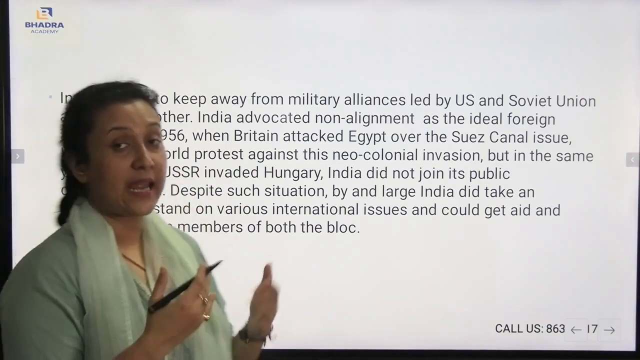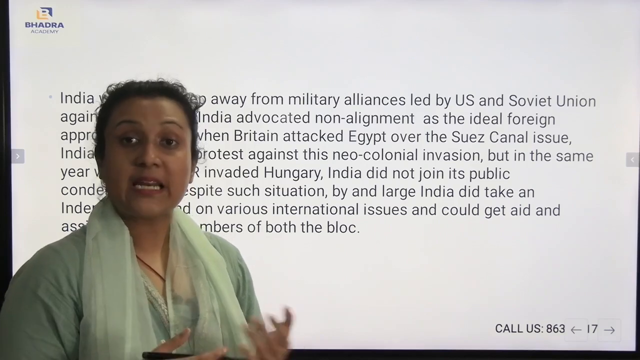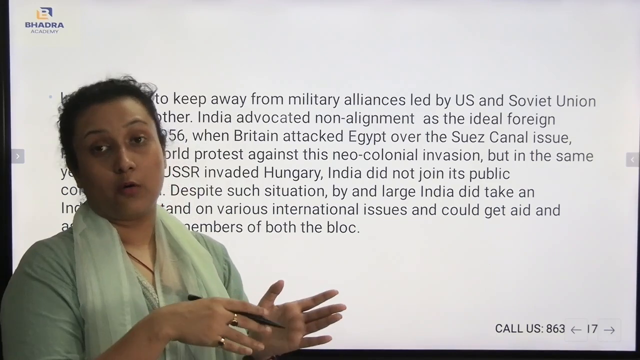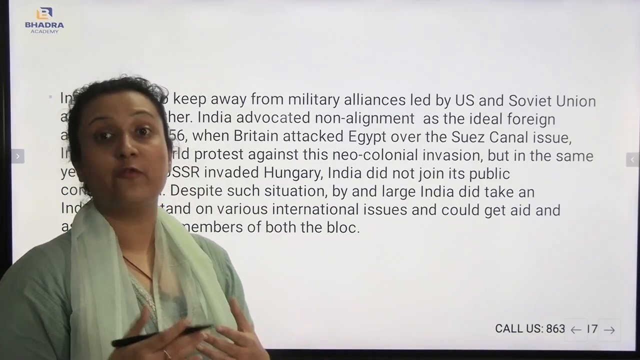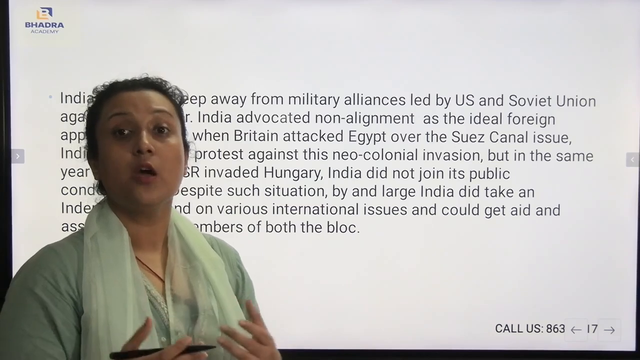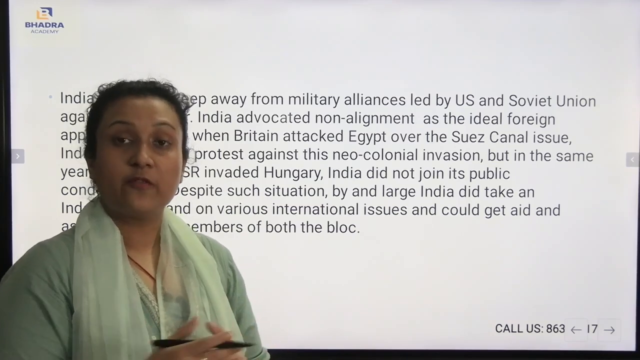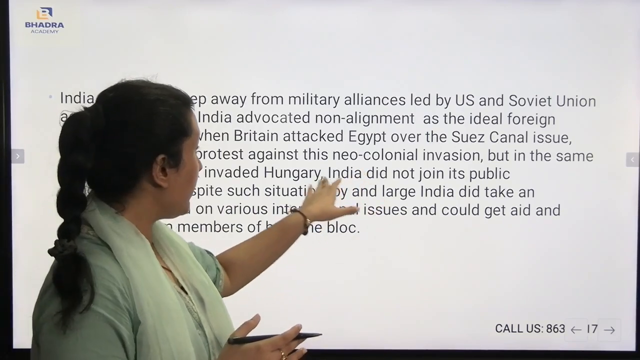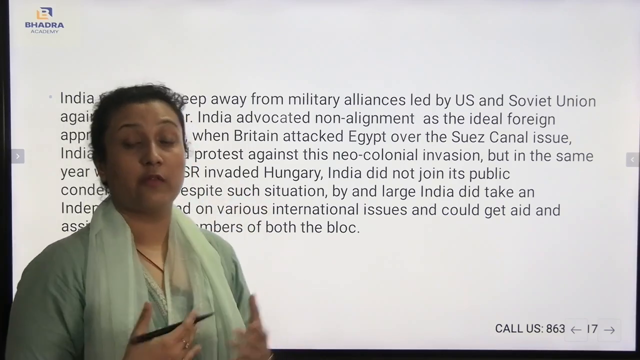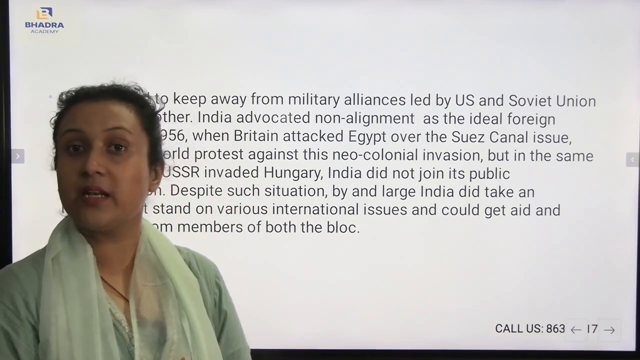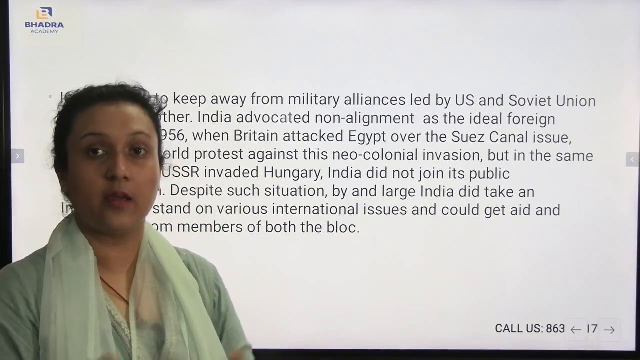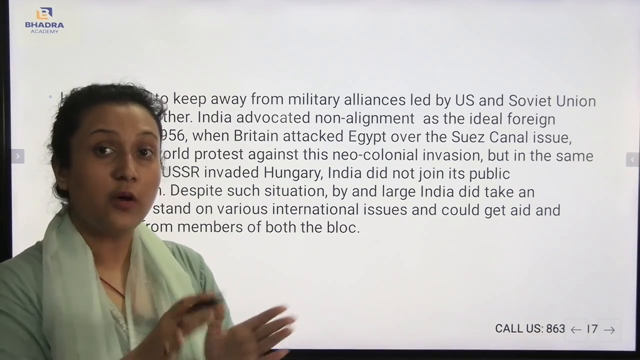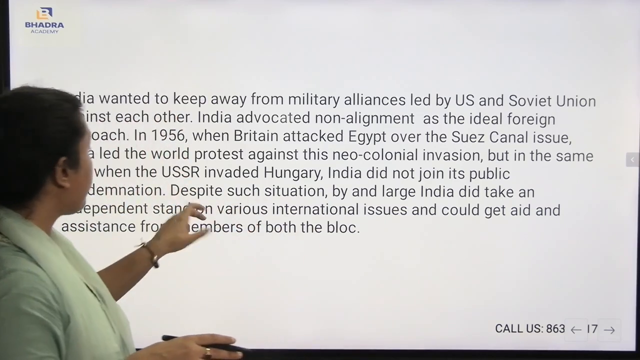You see, when Britain attacked the Suez Canal, during that time India also joined the world protest. They joined the world protest because of the colonial invasion. But here comes the USSR invasion. When the USSR invaded Hungary, during that time India did not join in anything. India did not support anyone. It did not support any of the countries. So they were not part of the condemnation during that time.